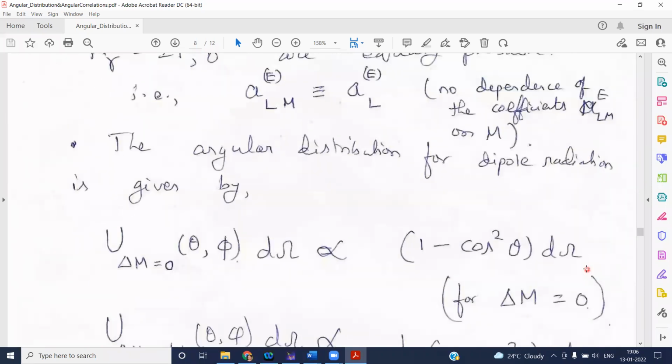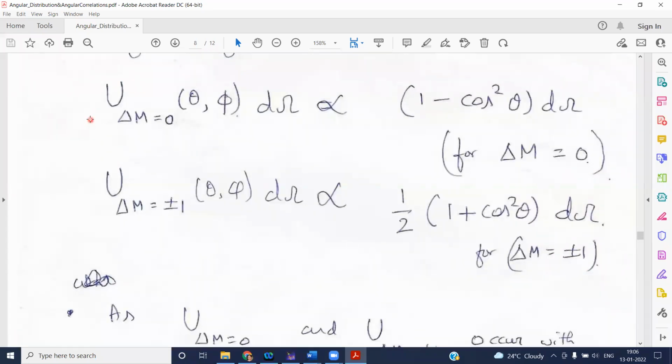If you calculate it, I told you for delta M equal to 0, you get 1 minus cos squared theta as the distribution. If you take M equal to plus or minus 1, you get half of 1 plus cos squared theta. You can verify it. Now sum over all these three: delta M 0, delta M plus or minus 1. That means I am summing over M values. If you sum over the M values, summation over plus 1 and minus 1 becomes half plus half, which is 1.